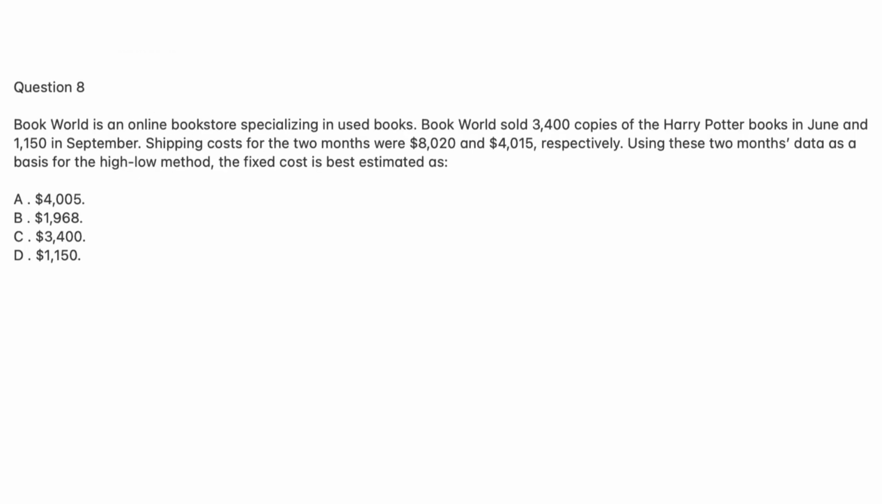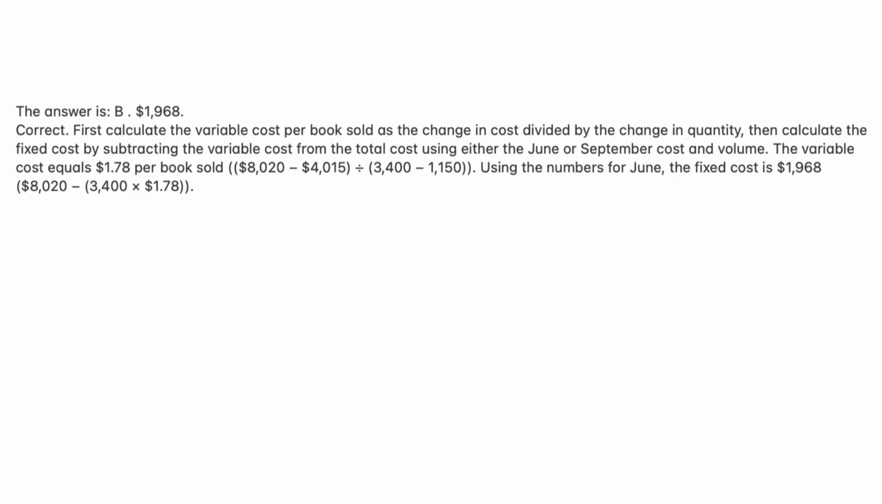Question 8. Bookworld is an online bookstore specializing in used books. Bookworld sold 3,400 copies of the Harry Potter books in June and 1,150 in September. Shipping costs for the 2 months were $8,020 and $4,015, respectively. Using these 2 months' data as a basis for the high-low method, the fixed cost is best estimated as A. $4,005, B. $1,968, C. $3,400, D. $1,150. The answer is B.